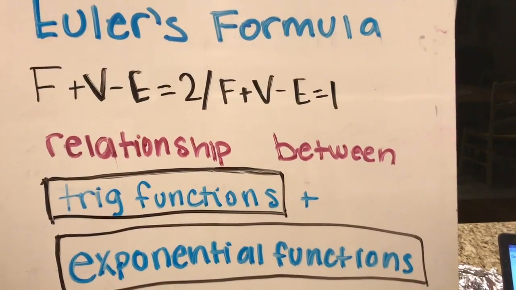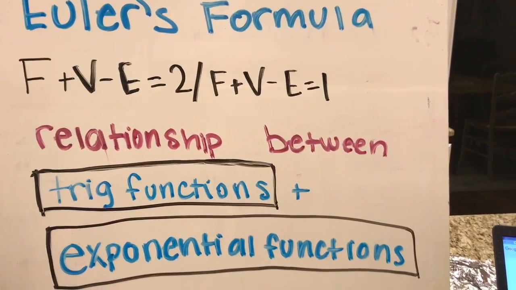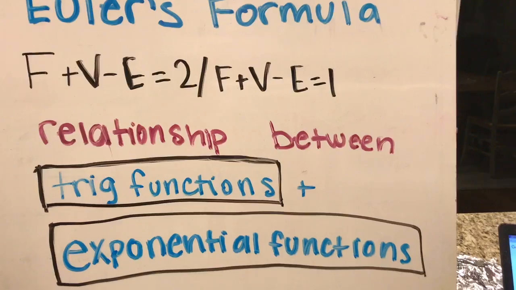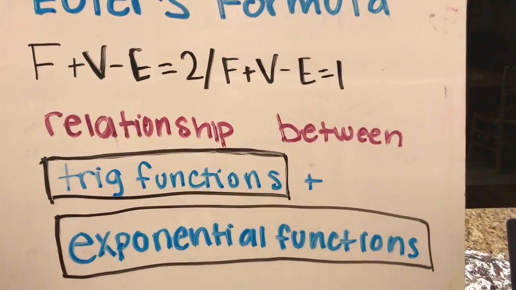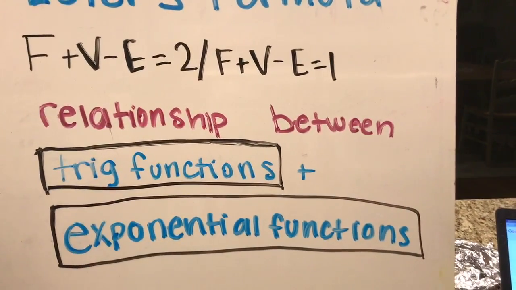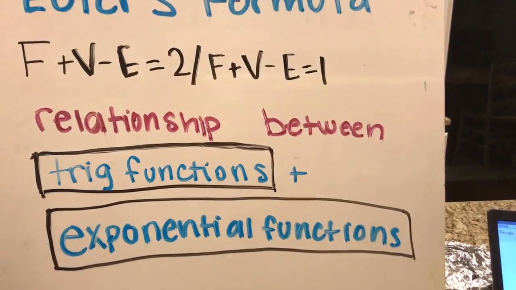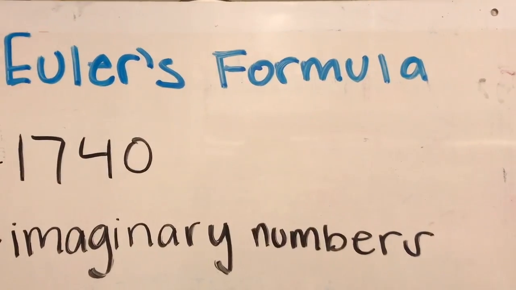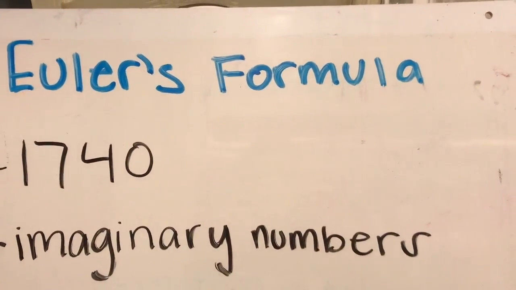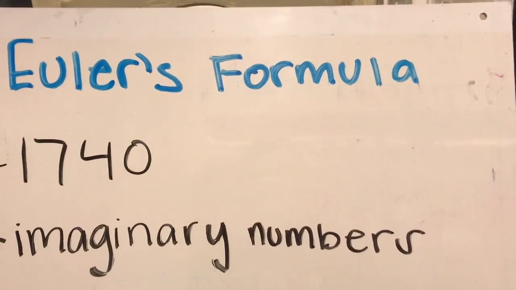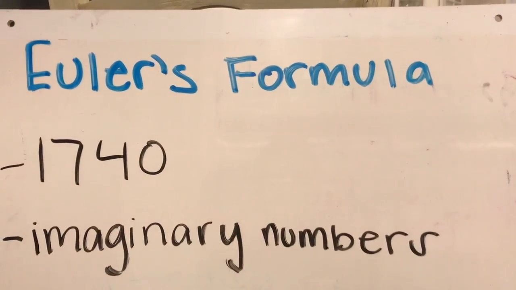The formula goes f plus v minus e equals 2, and then f plus v minus e equals 1. This shows the relationship between trigonometry functions and exponential functions. Euler's formula was discovered in 1740. It was used by mathematicians who were interested in learning more about imaginary numbers.